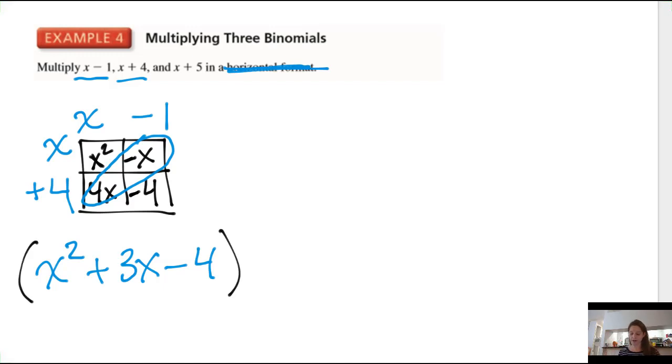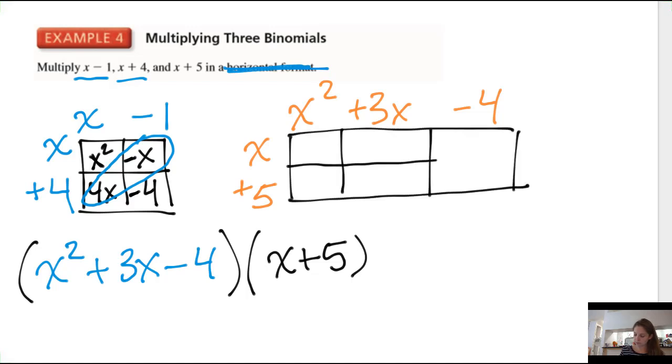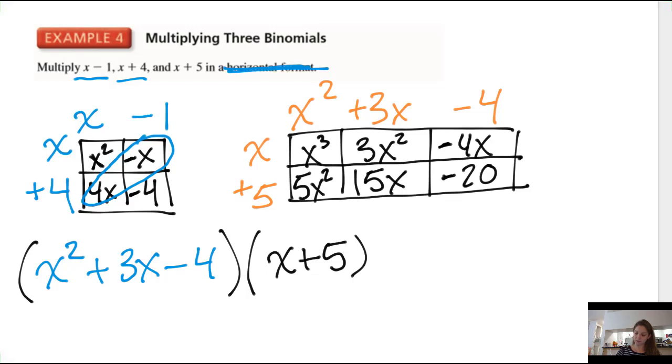And now I'm going to multiply this product by the third binomial, x plus 5. And again, I'm going to represent these polynomials as the dimensions of a box. So I have x squared plus 3x minus 4, x plus 5. And I'll start taking products again. So x times x squared is x cubed. X squared times 5 is 5x squared. 3x times x is 3x squared. 3x times 5 is 15x. Negative 4 times x is negative 4x. Negative 4 times 5 is negative 20.